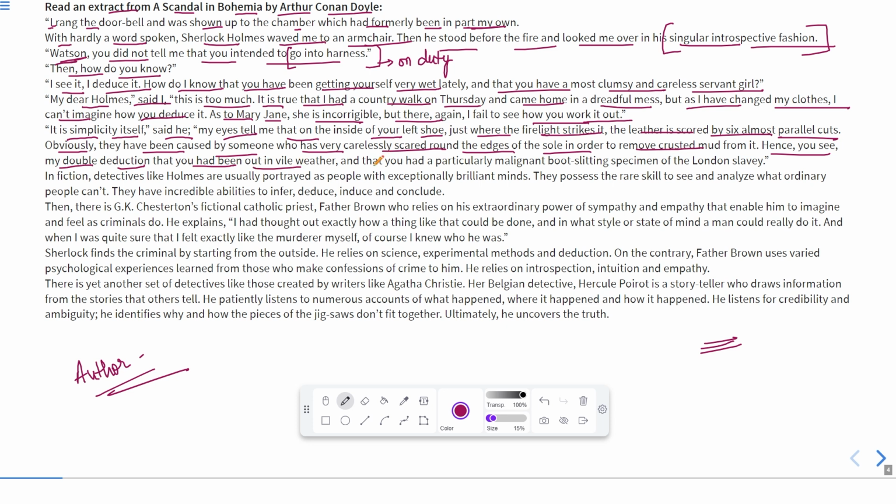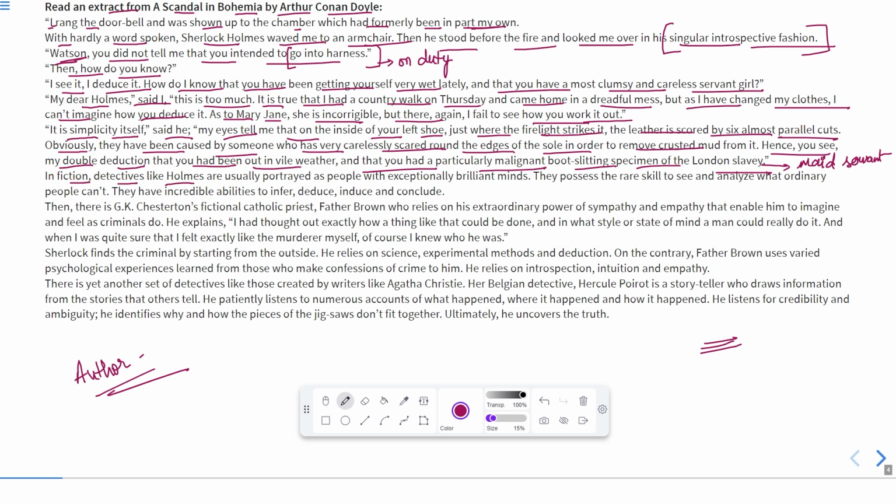It means that you were there in wild weather, means bad weather. Wild means very bad weather, maybe stormy, maybe rainy, and you had particularly a malignant boot slitting. Boot slitting means cut on the boot. A specimen to London slavey. Slavey means slave or the servant, maidservant. So your shoes have been cleaned by your servant, which is carelessly done.